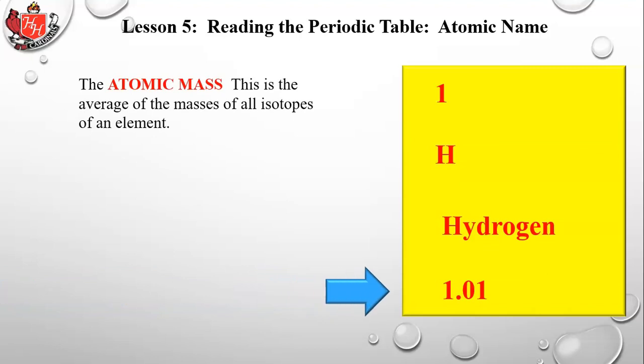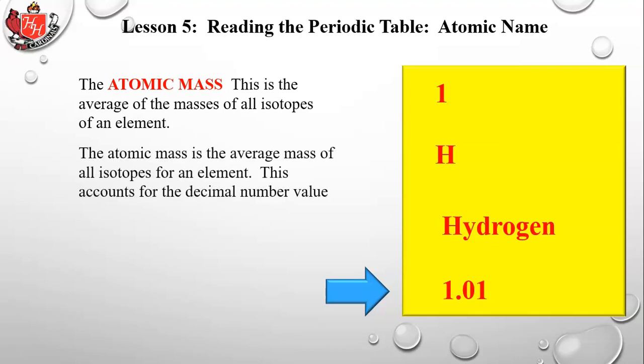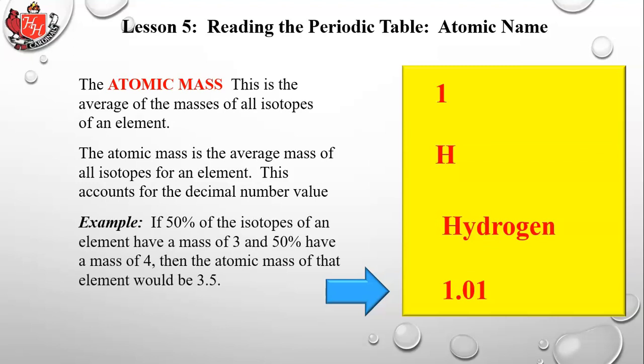The atomic mass is the average of the masses of all isotopes of an element. This accounts for the decimal value. For example, if 50% of the isotopes of an element have a mass of 3 and 50% have a mass of 4, then the atomic mass of that element would be 3.5. It would be halfway between those. So you'd have some isotopes of that element with the mass number 3, some with the mass number 4, but if you take an average of them, you end up with something in between.